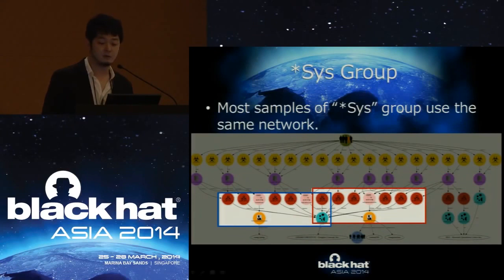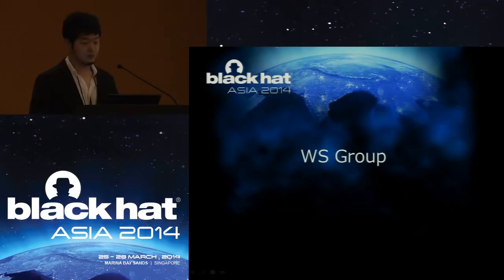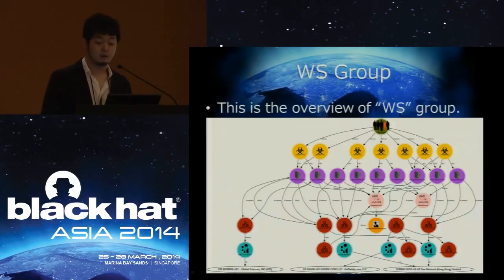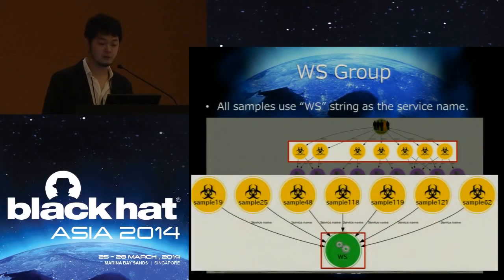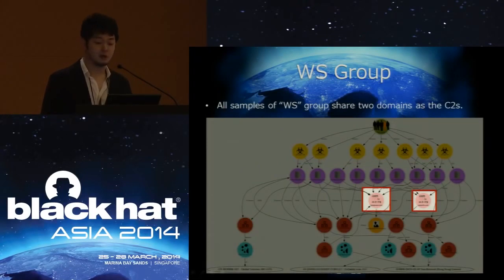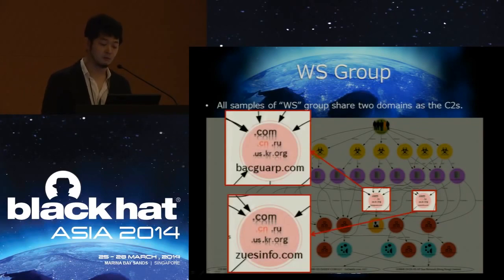Next, we can also find most samples use the same network, this network. These addresses are connected to this network. Okay, this is cis group. Next, WS group. This is the overview of WS group. All samples use the WS string as the service name, like this. All samples of WS group share 2 domains, backgap.com and zesinfo.com. This is also a characteristic of WS group.